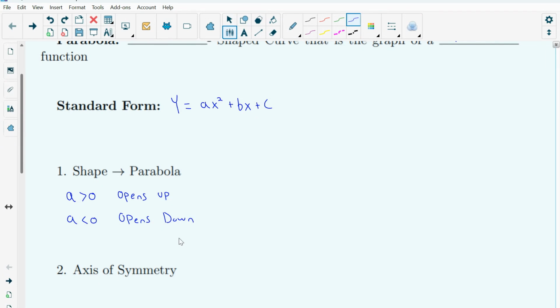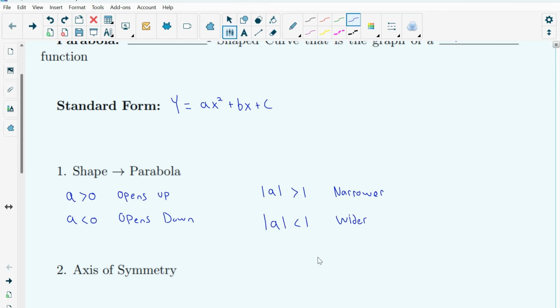Okay? Our a value also indicates whether it is narrower or wider than the parent function. So if the absolute value of a is greater than 1, then that means that our graph is going to be narrower than our parent function. And if the absolute value of a is less than 1, that means that our graph is going to be wider than our parent function.